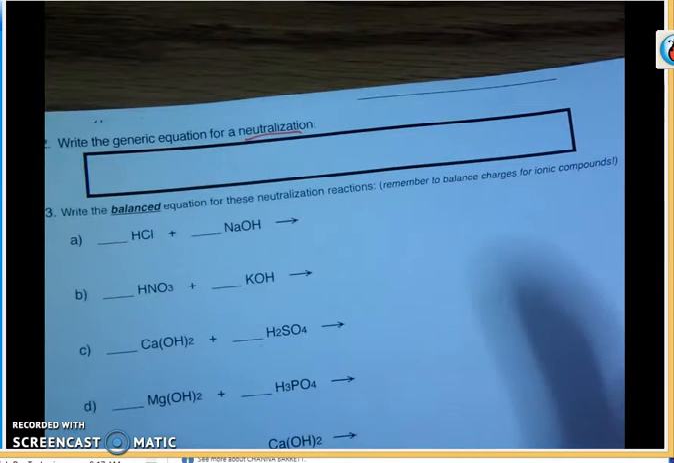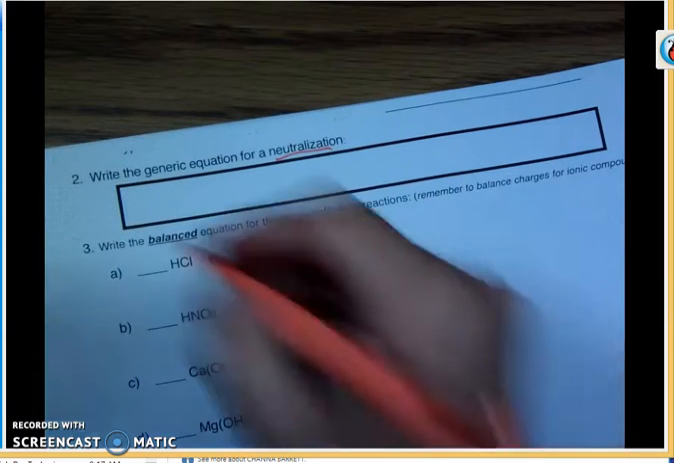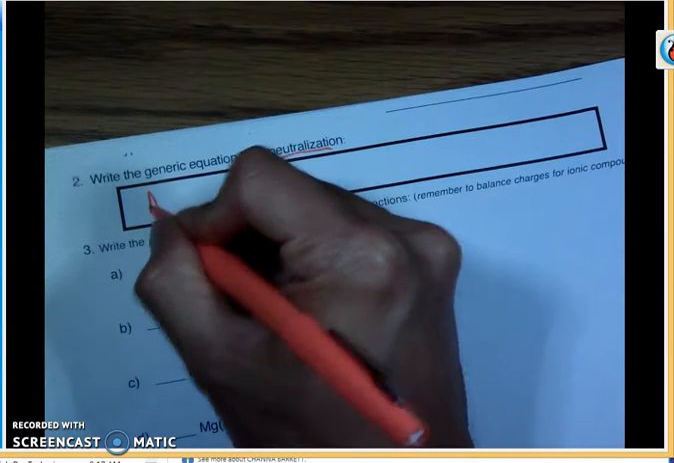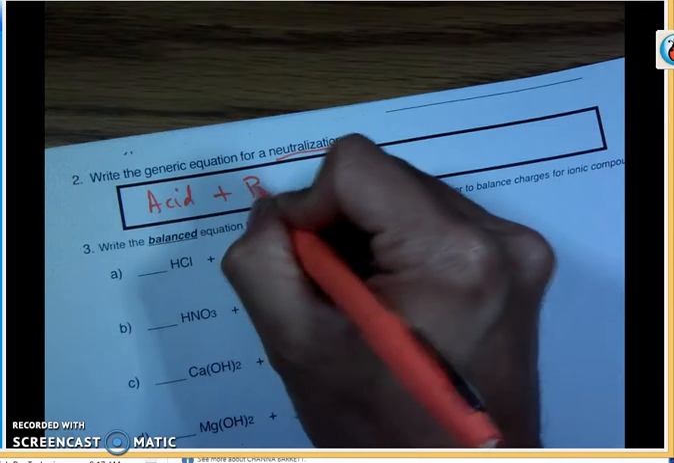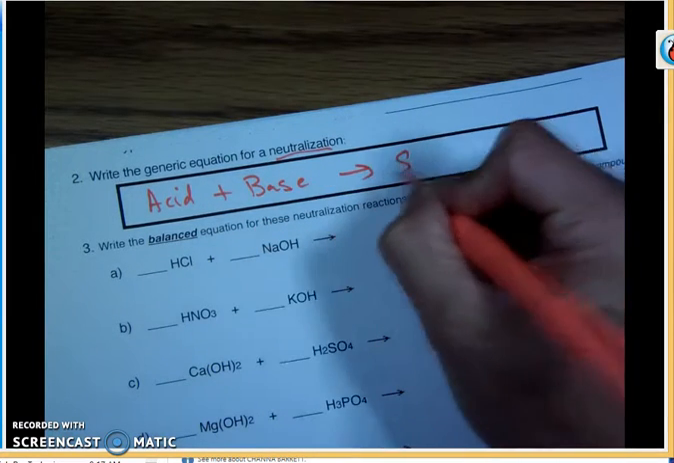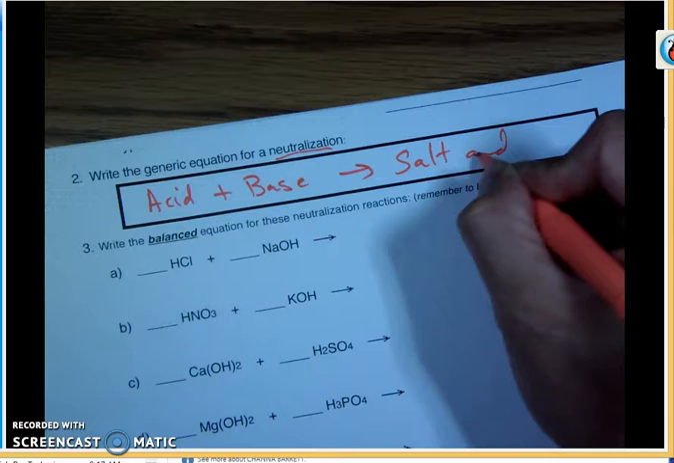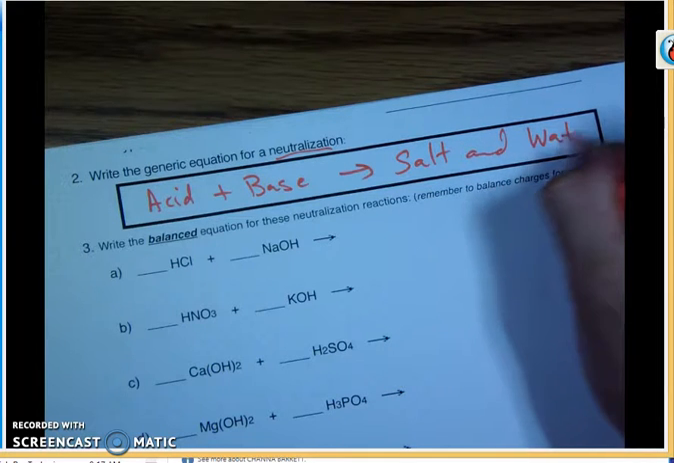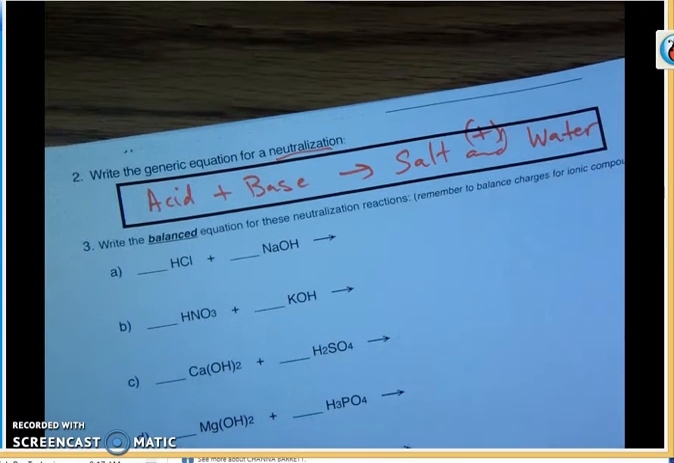So in a neutralization reaction, the equation is generally an acid plus a base will give you a salt and water. Should have been a plus sign. Okay, a salt and water.